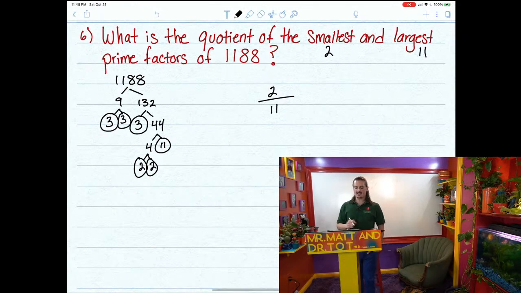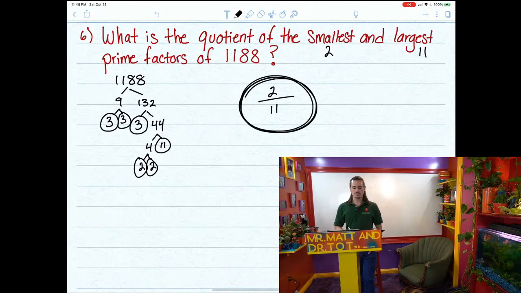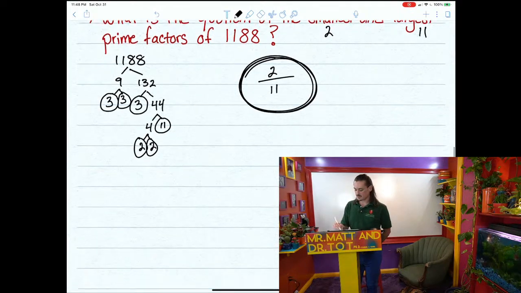Question number 7 asks, if 11 times a over 12 plus 9 times a over 10 plus 3 times a over 4 is equal to 10, then what is the value of a? So I'll give you 3 minutes and then I'll give you the solution.